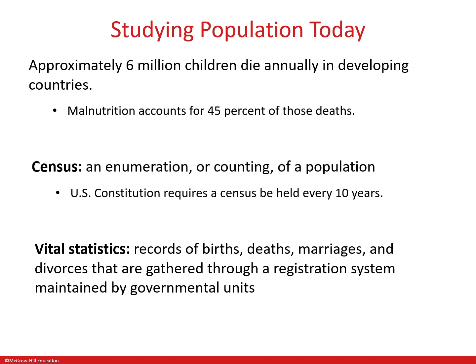In studying the population today, some of the things we look at, for example: approximately 6 million children die annually in developing countries. And by studying this, we can find out that malnutrition accounts for 45% of these deaths. So again, it gives us information to act upon.